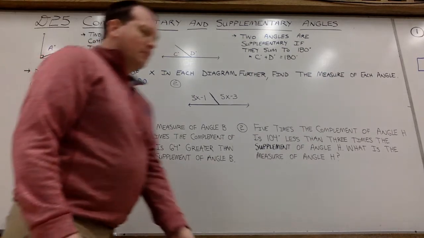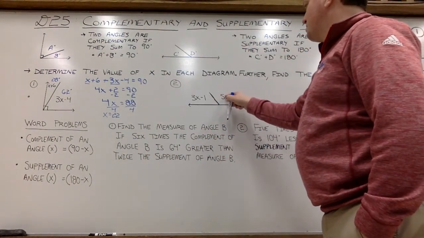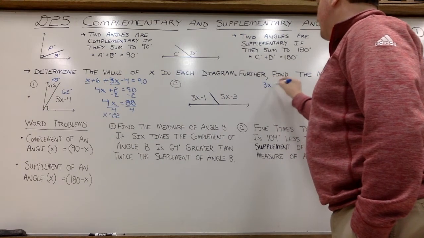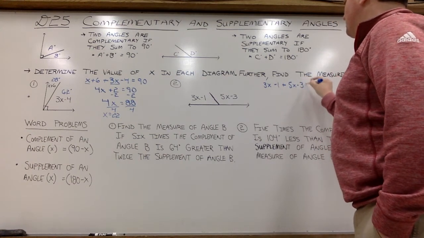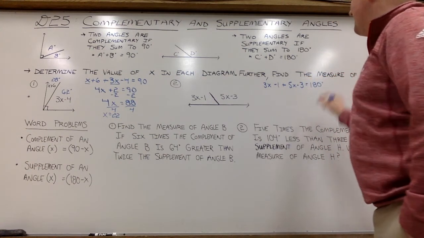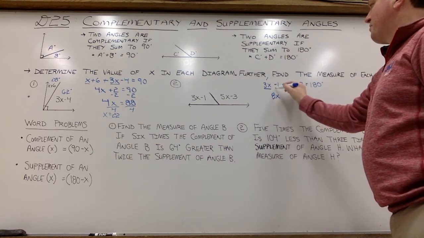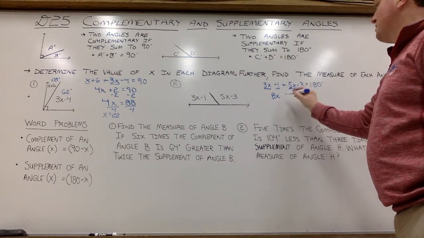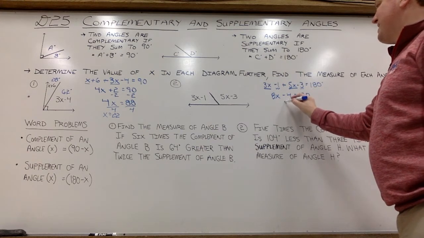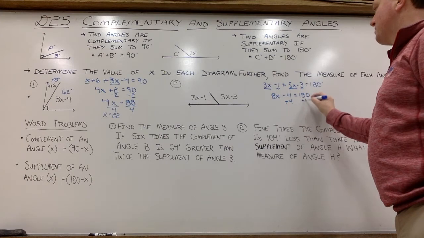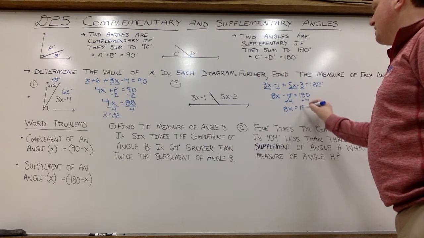Second angle example here we have are the supplementary angles. These two will add to 180. So I'm going to set up my equation as 3x minus 1 plus 5x minus 3 is going to sum or add to 180. Again, my like terms, 3 and 5 gives me 8x. Negative 1 minus 3 is minus 4, will equal 180. I'll add 4 to both sides and have 8x equals 184.